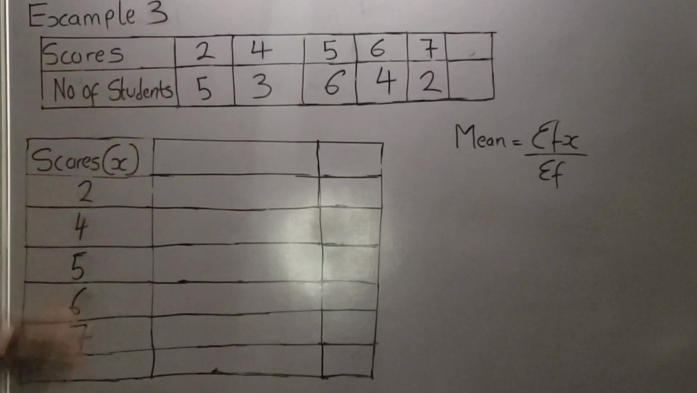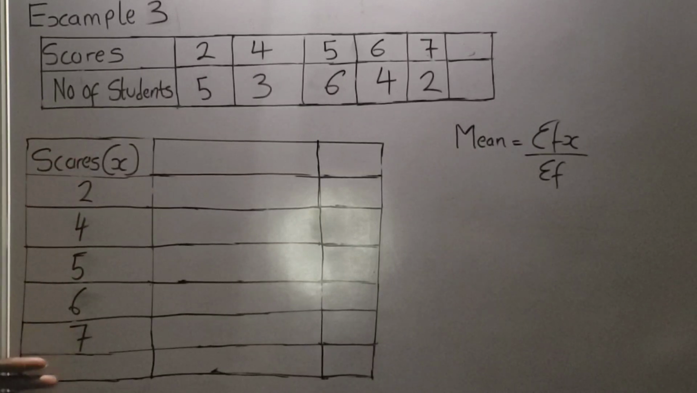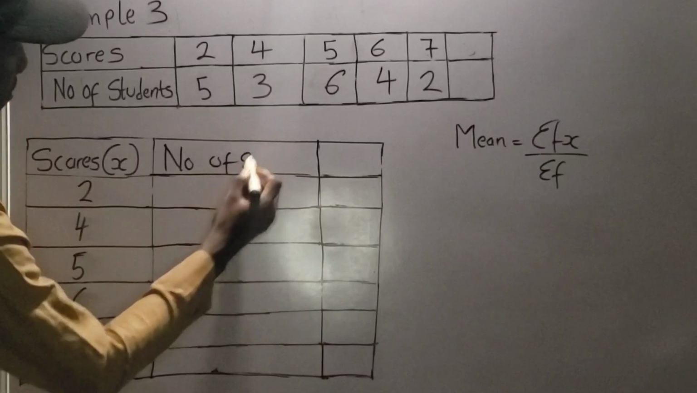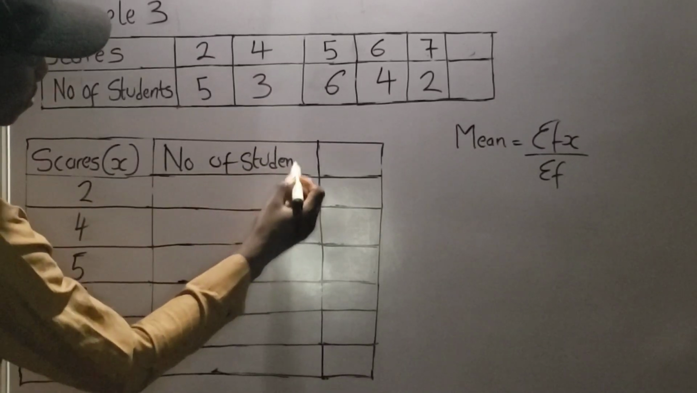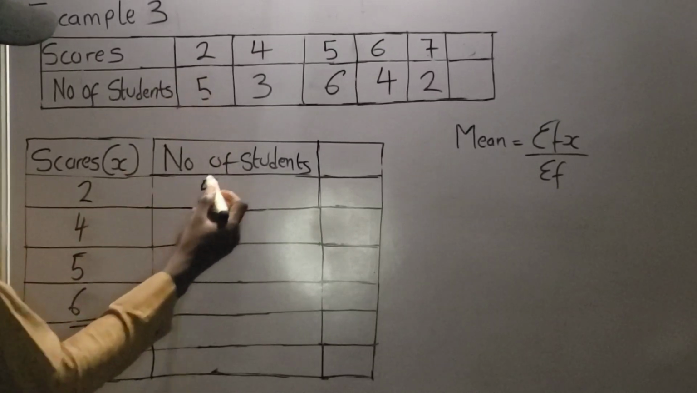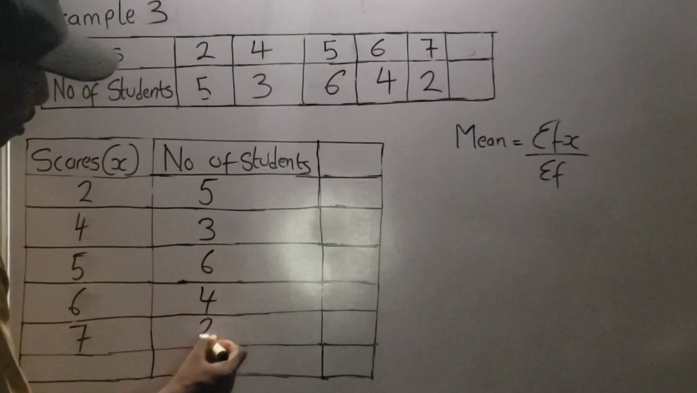So let us attempt example 3. I've already written the scores. The scores are the value of x. Are you getting it? So let us write for the number of students. I'm going to have another column that will stand for the number of students. The first cell, second cell, third, 4, and 2.